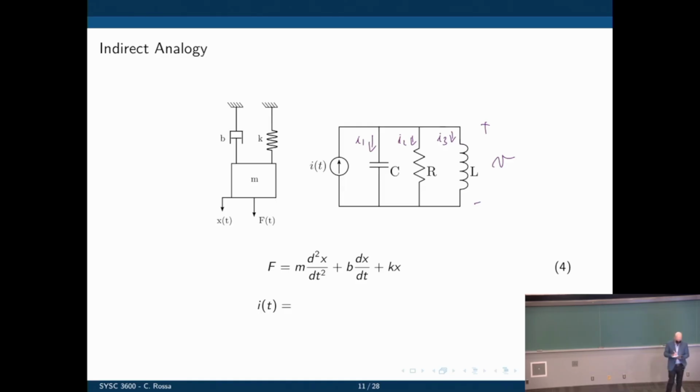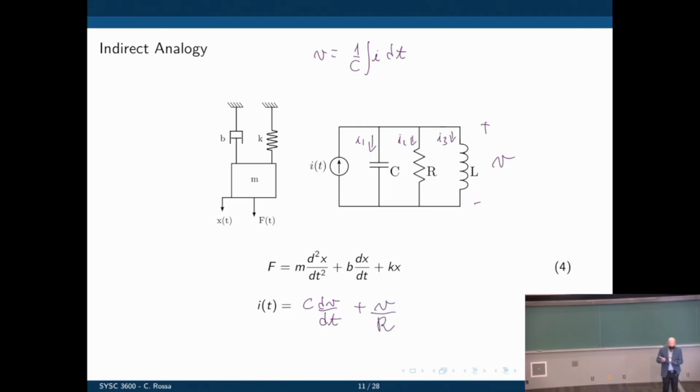We know that V equals 1 over C integral of I dt. So I is C times dV/dt. That's current I1. What is the current through the resistor? Anybody? The voltage across the resistor is V over R.